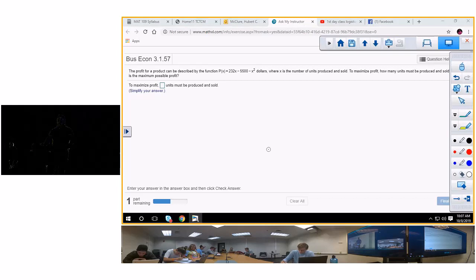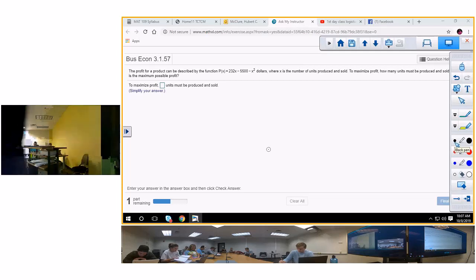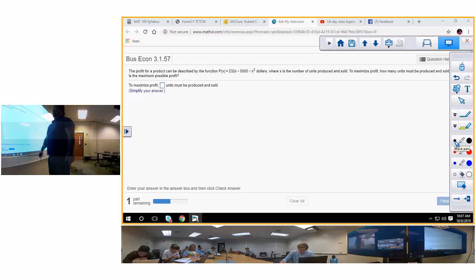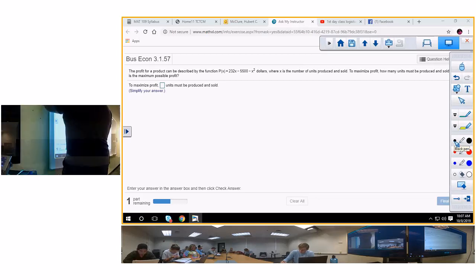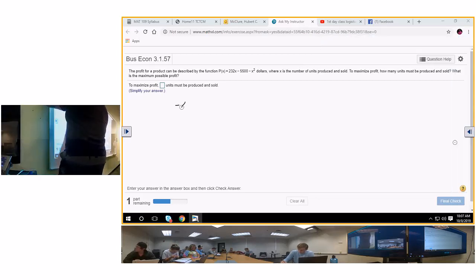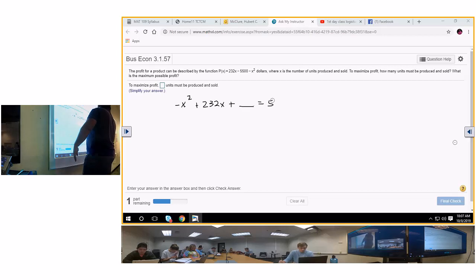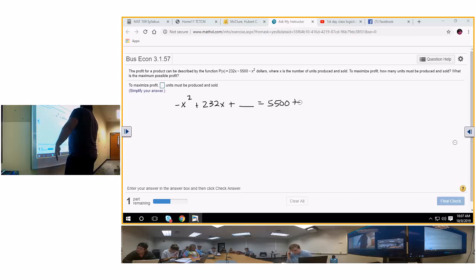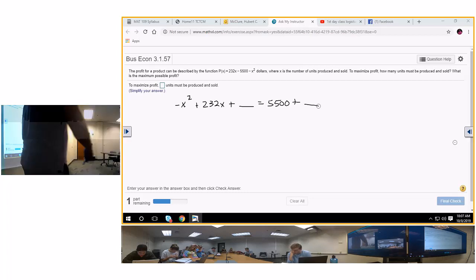First of all, you have to write it the right way. Nobody ever writes an equation like that. So let's rewrite the equation and set it equal to 0 or move the blanks, whatever you want to do. So negative x squared plus 232x plus blank is equal to 5,500 plus blank. All right, I'm going to let y'all work on it for a second.